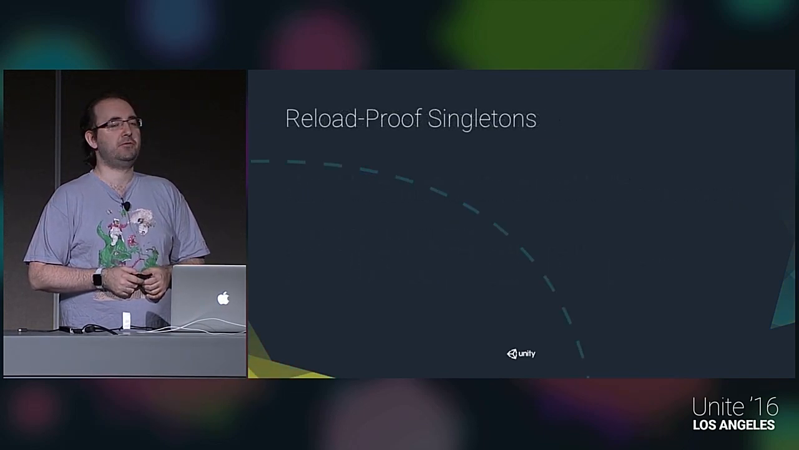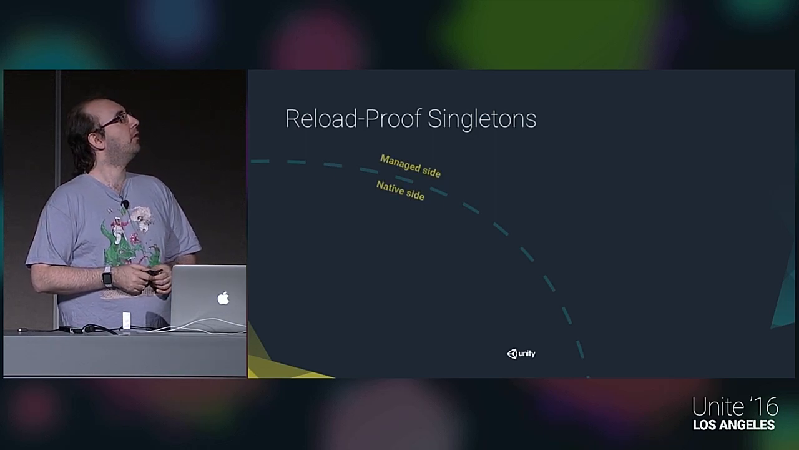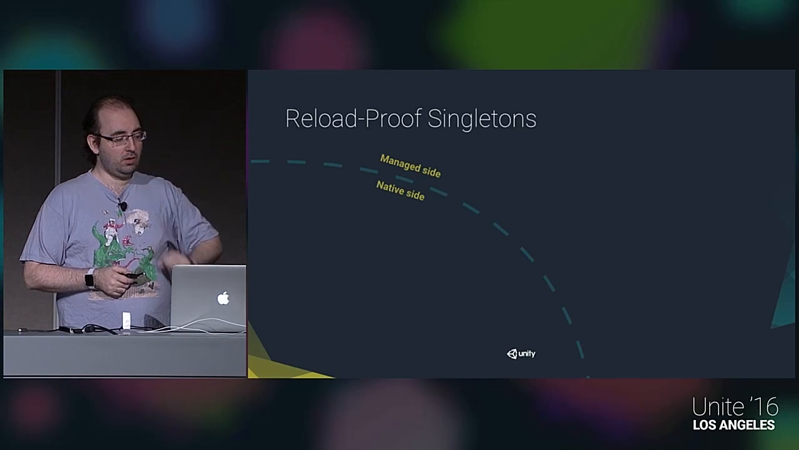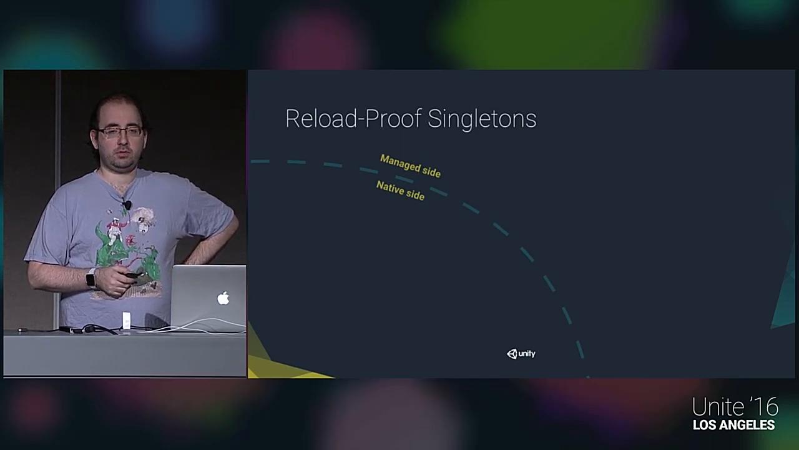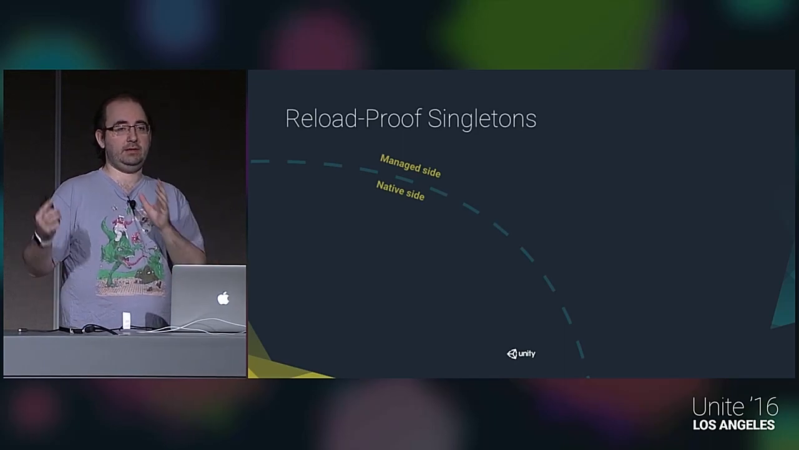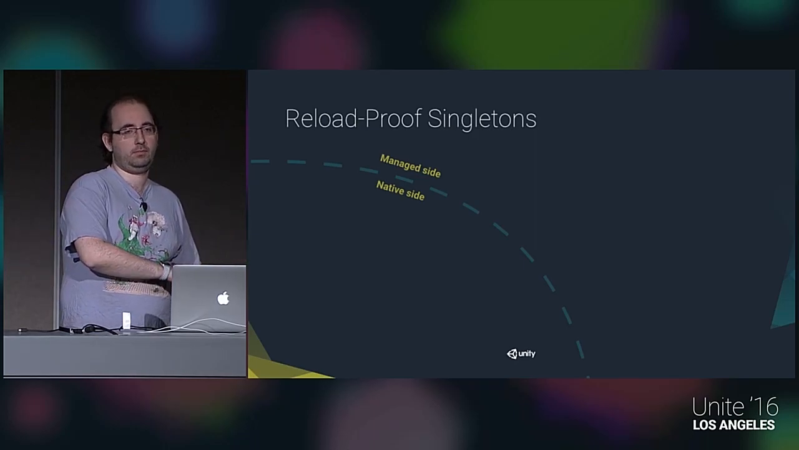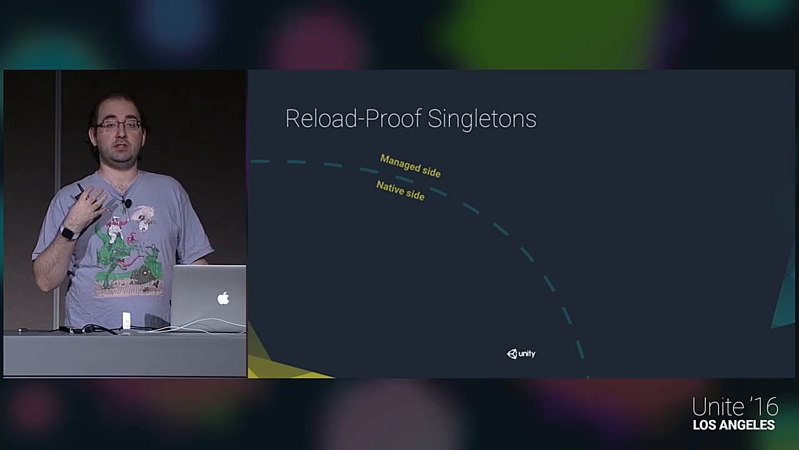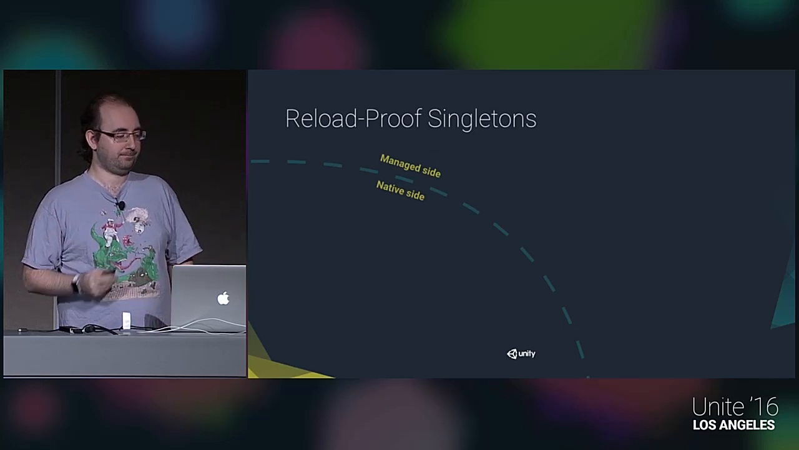Let's look at some reload-proof singletons. So coming back to the domain reload issue. Whenever you recompile code in Unity, we serialize everything, throw away all the managed code, load in the new assemblies that you built, and bring it all back again.